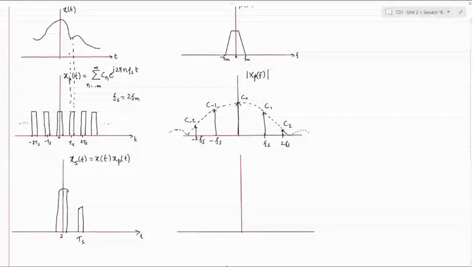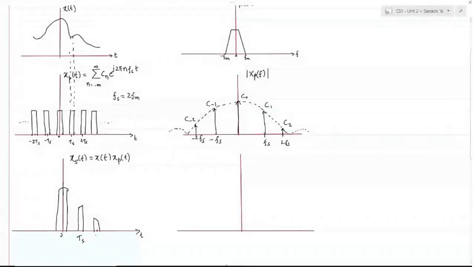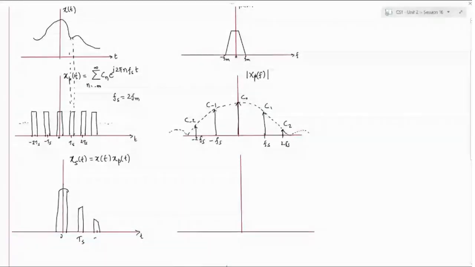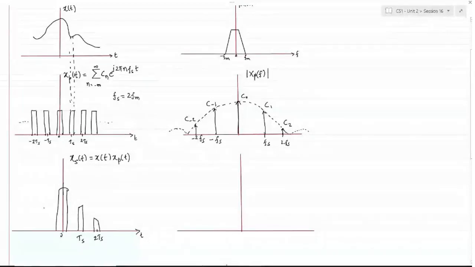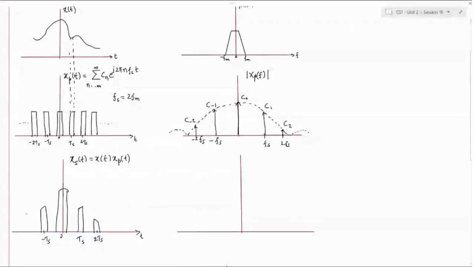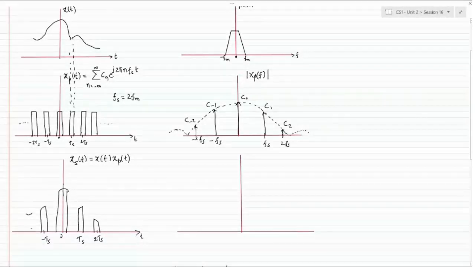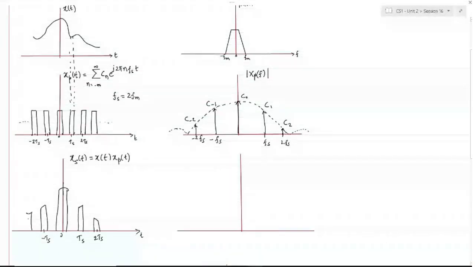Then for 2 times ts, somewhere here if I take, it will represent that curve. Similarly, for minus ts, it will have something like this. And for 2ts, it has kind of this waveform, and so on.